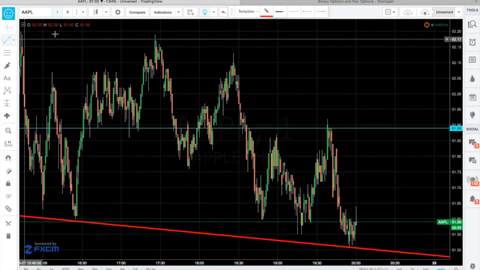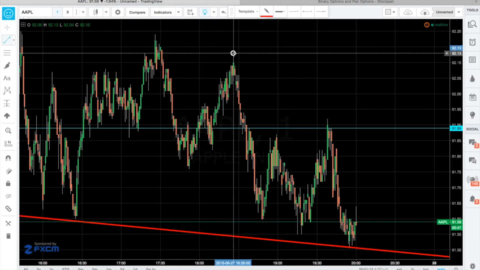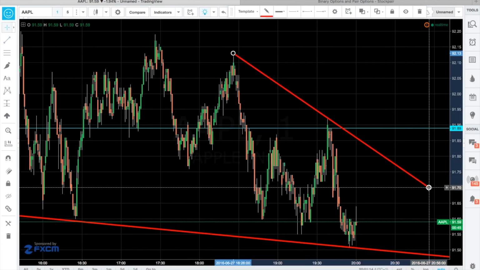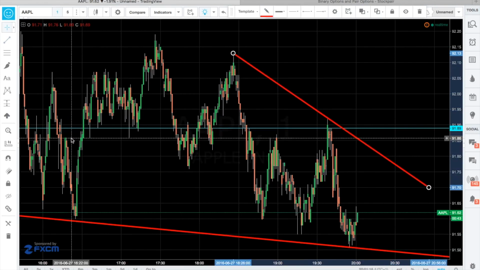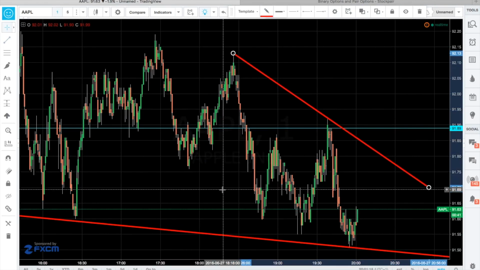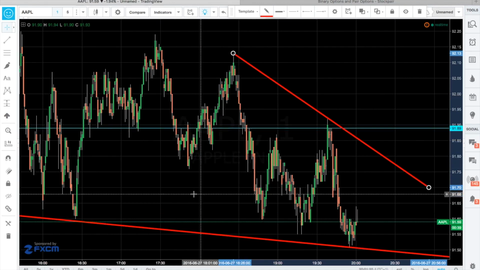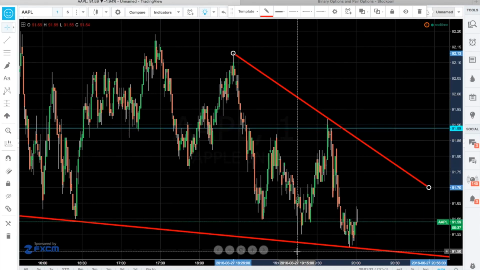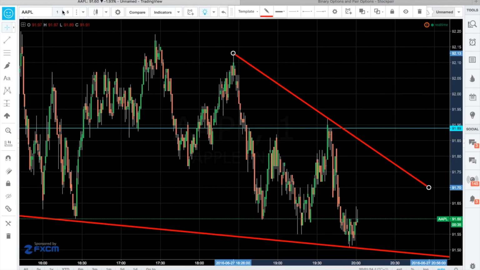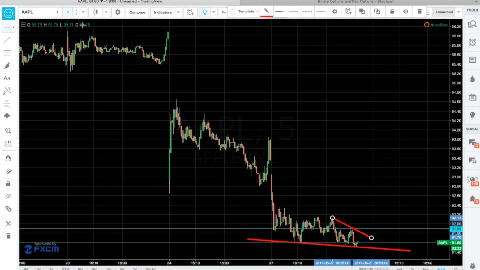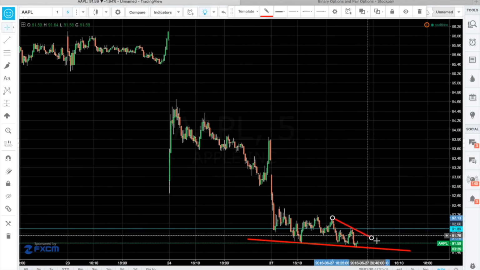Second of all, we can draw not just horizontal lines, but also diagonal lines like this. This will help us indicate which way the market is going. As you can see, both these lines are coming down. That means the market's in a downtrend. If we look back, yes, we're correct. It's going in a downtrend, just like that, slowly.